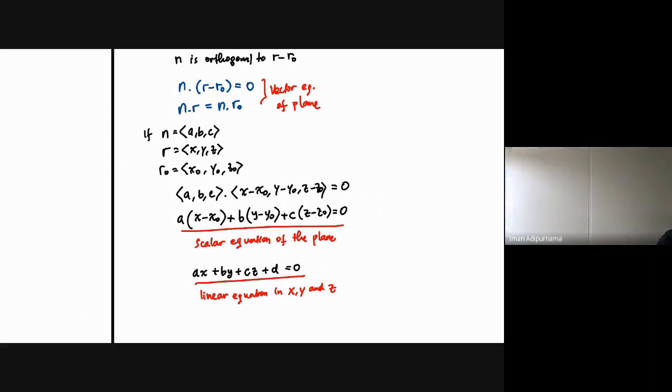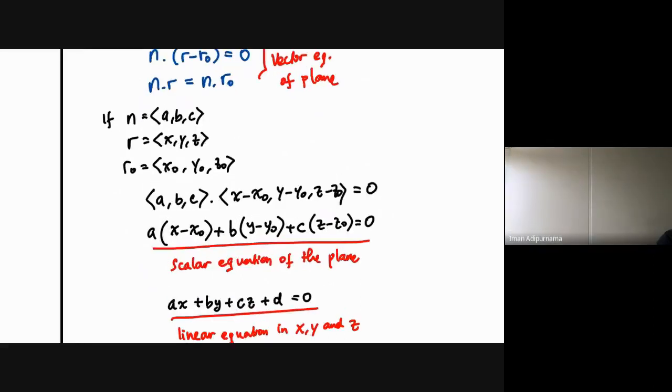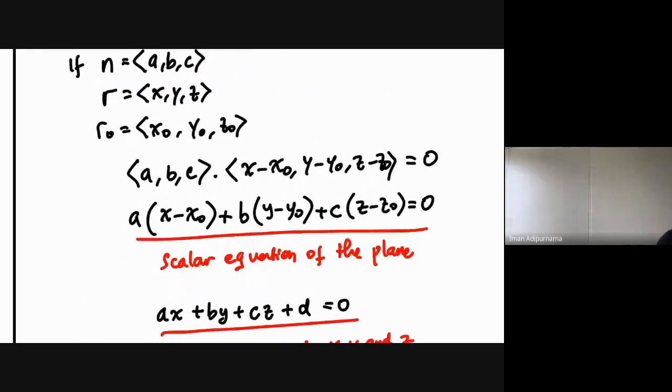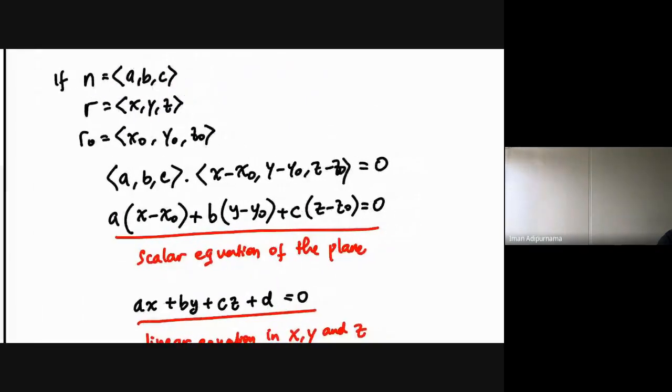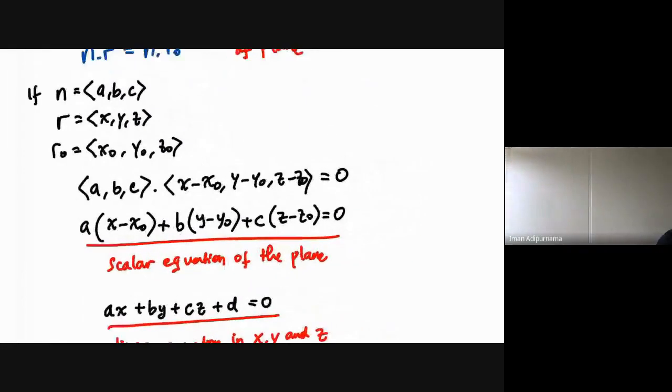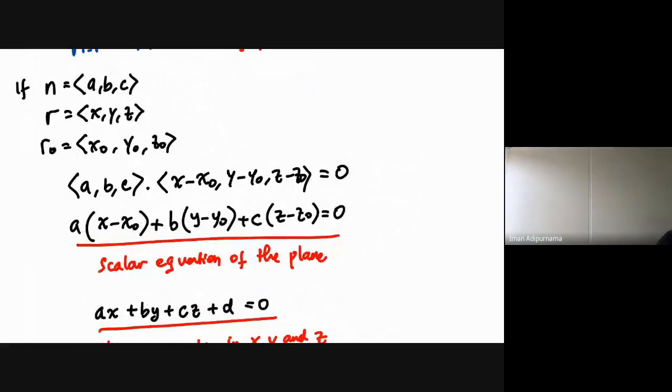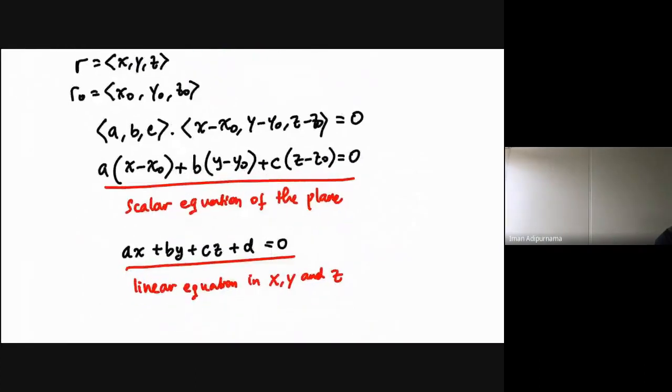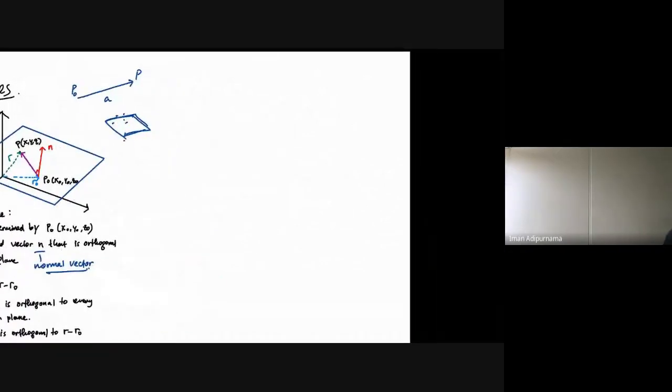So if you need to find the equation of the plane, then these are the regular equations. A multiplied by x minus x0 plus B, and so on. And that is the scalar equation of the plane. Okay, let's try an example.